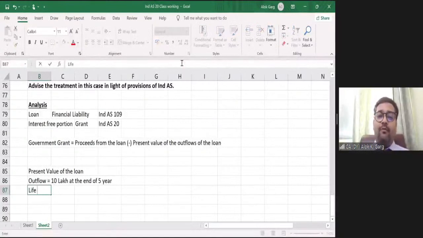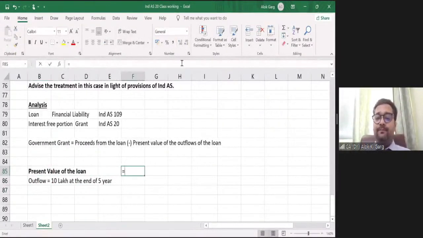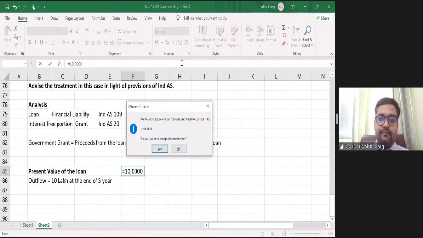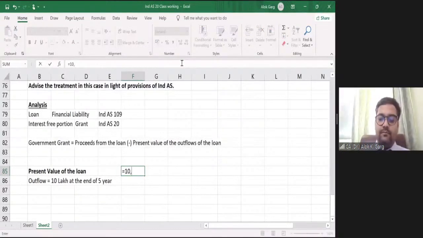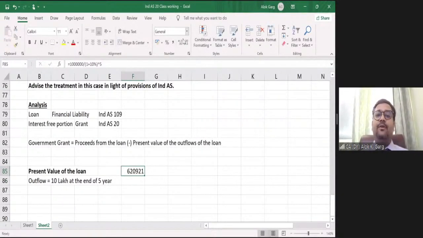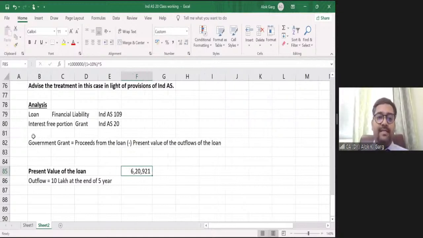And what is the life of the loan? What is the period of the loan? Life is equal to 5 years. So it is written 10 lakh at the end of 5 years. How will this present value of the loan be calculated? It is 10 lakh divided by 1 plus 10%. What is the rate of interest? The market rate of interest is 10%. So we need to calculate the fair value of the loan. So 1 plus 10% to the power 5. Okay. So it is coming out at 629.21.